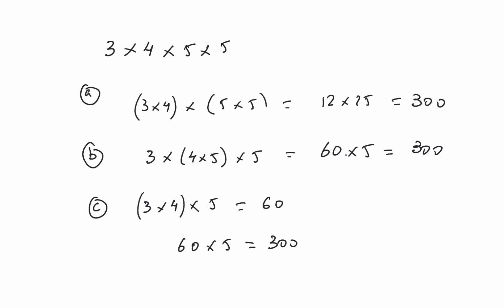Or you can group with parentheses here. So it will be 3 multiplied by 4, multiplied by 5, multiplied by 5. So this will be 3 multiplied by 20, multiplied by 5. 3 multiplied by 20 is 60. 60 multiplied by 5 is 300. Or you can group in this way. 3 multiplied by 4 is 12. 12 multiplied by 5 is 60. And 60 multiplied by 5, this 5 is the same one, is 300.